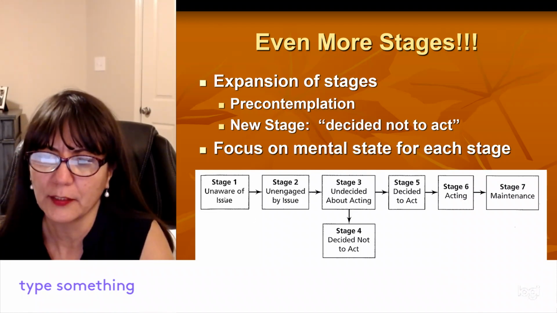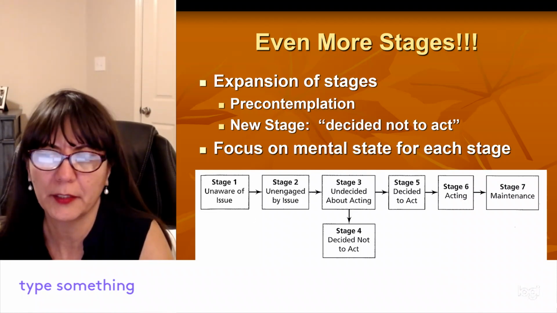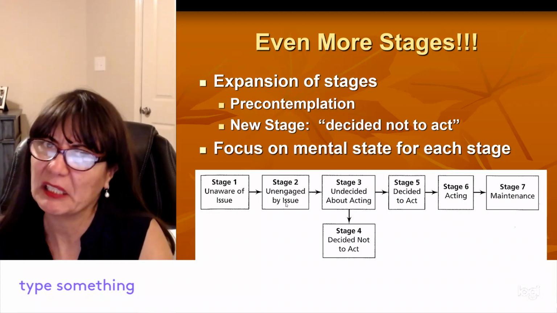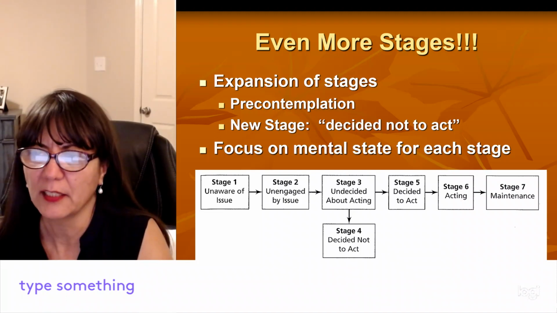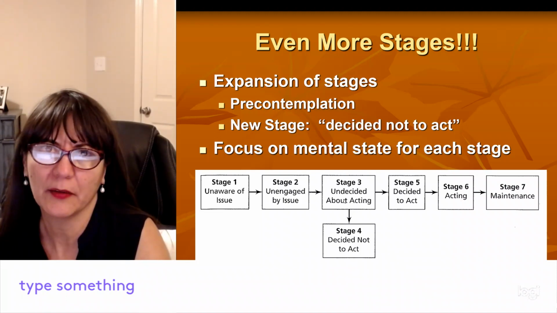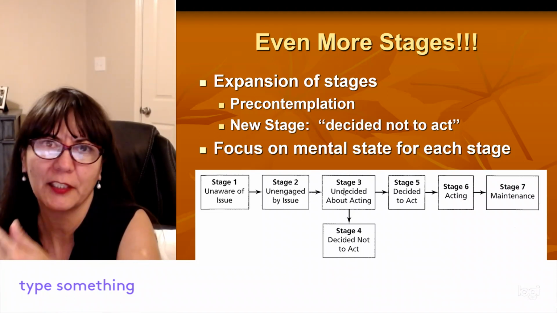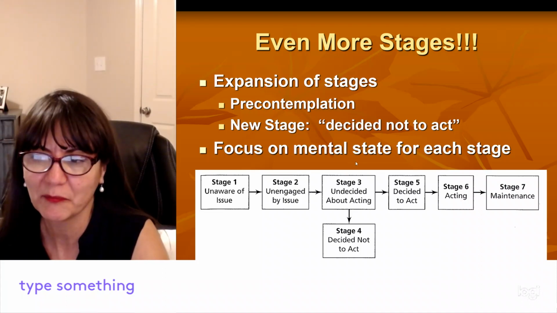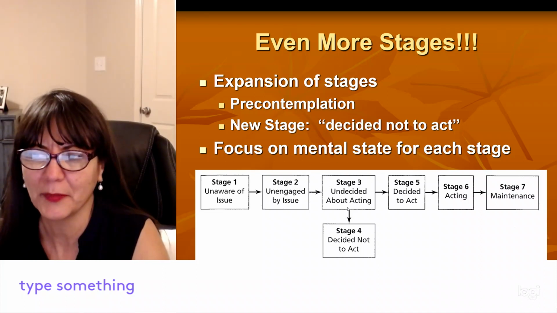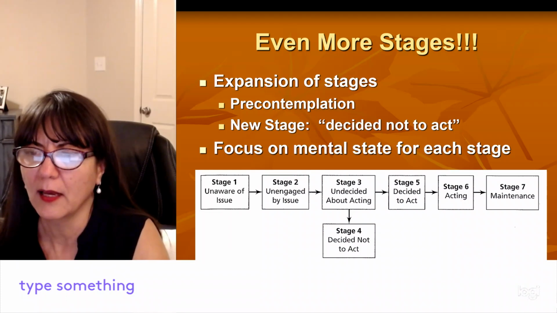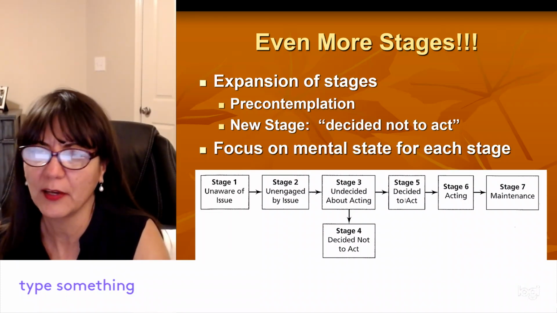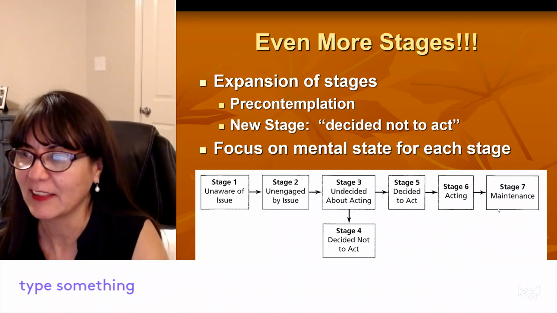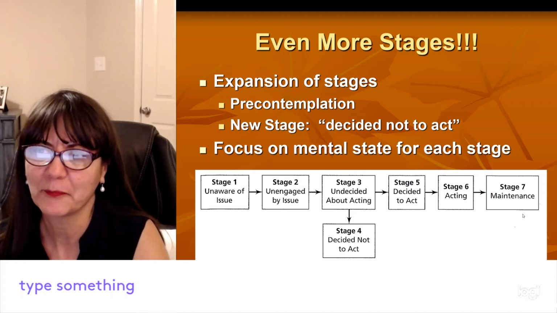So you can see stage 1 is the person's unaware of the issue. Stage 2, they may be aware, but they're not engaged by the issue. Stage 3, they're undecided about acting. So you can see that they're moving toward contemplation, but they're still not decided, maybe weighing the pros and cons. Stage 4, they simply decide not to act. Stage 5, they decide to act. Stage 6, they're acting. And stage 7, there's maintenance. Okay.